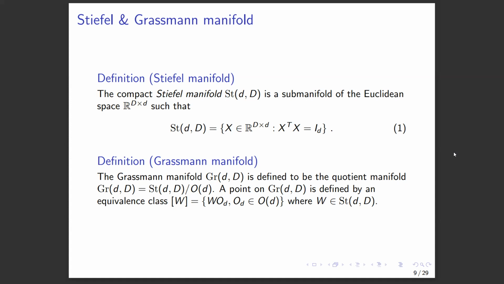However, for classification tasks, the exact distance information is less important than the label information. And in this case, we need to use the Grassmann manifold as we define here. The Grassmann manifold is defined to be the quotient manifold of the Stiefel manifold divided by the group of orthogonal matrices in dimension D.